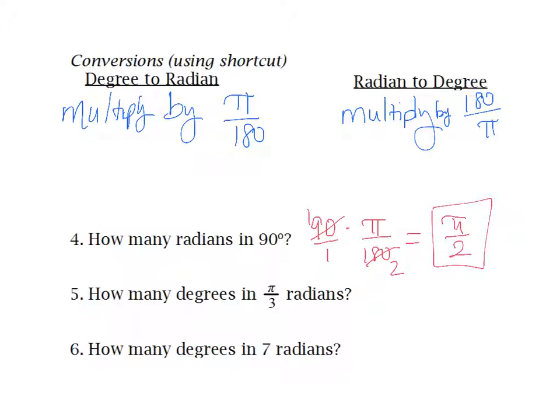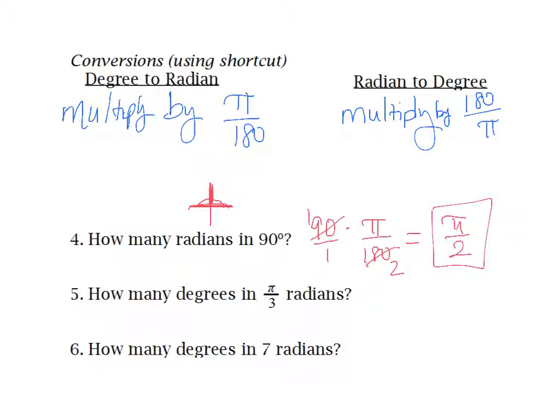And that should make sense because remember on the last class when we were talking about radians, remember that pi radians is the same as 180 degrees. If this is pi radians, it should make sense that 90 degrees is half of that, or half of pi.